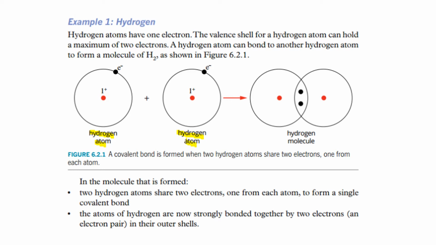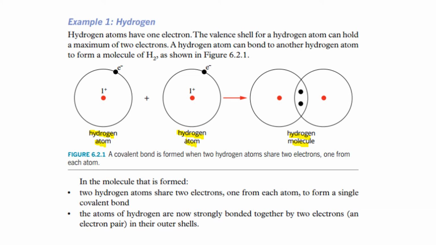So in this case, both hydrogen atoms will share 1 electron each. Eventually, both of them will have 2 electrons in the valence shell. And that enables it to be stable. So hydrogen, H2, is a covalent molecule because it's a sharing of the valence electron between 2 non-metal atoms. So make sure we are very clear on that.